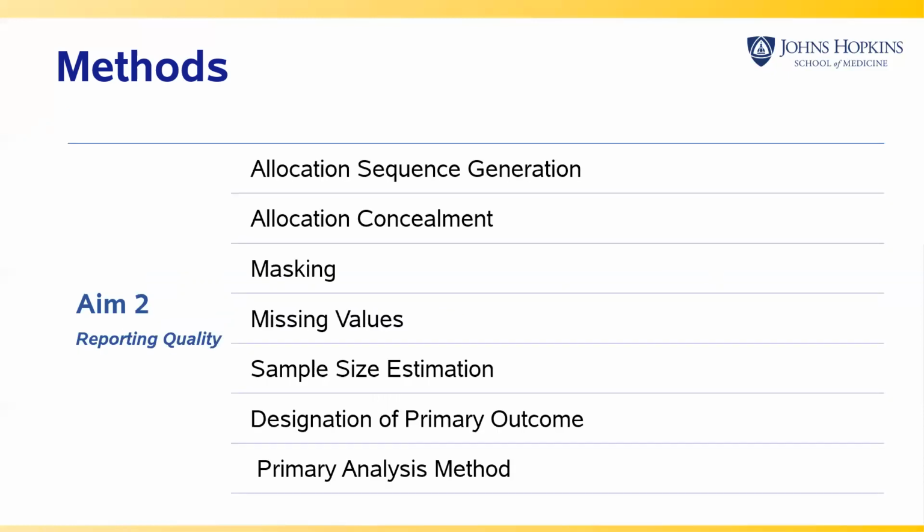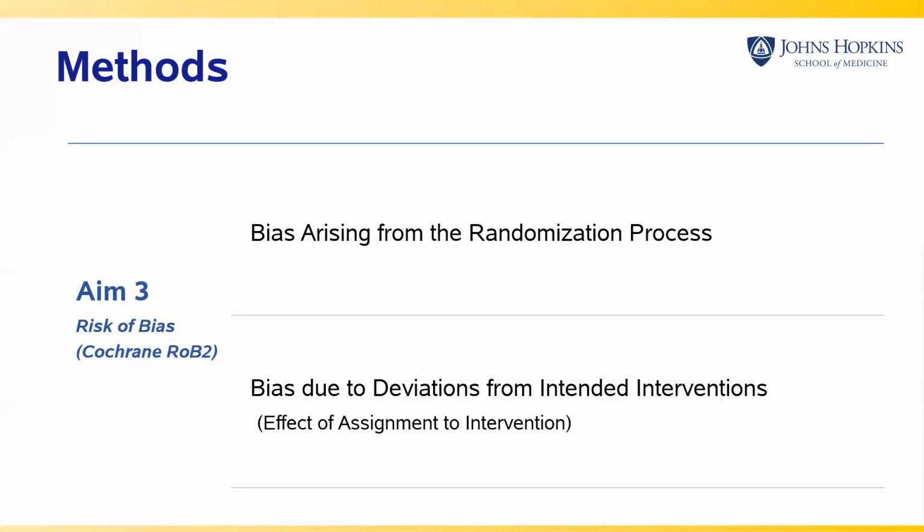We assessed the reporting quality of the following items: allocation sequence generation, allocation concealment, masking, missing values, sample size estimation, designation of primary outcome, and primary analysis method. Based on the Cochrane risk of bias tool, we assessed two potential biases. The bias arising from the randomization process and the bias due to deviations from intended interventions.